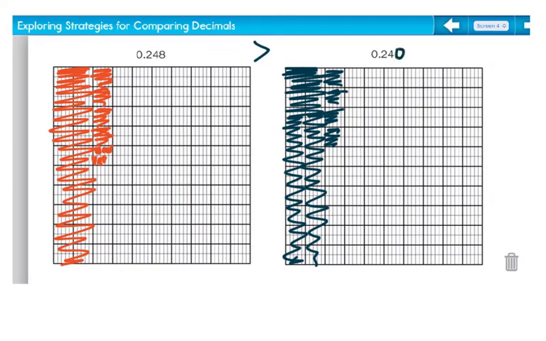I can also put a 0 behind there and I can start comparing. 0 and 0 are the same. 2 and 2 are the same. 4 and 4 is the same. I can add a 0 behind that. 8 and 0, which is larger? The 8.